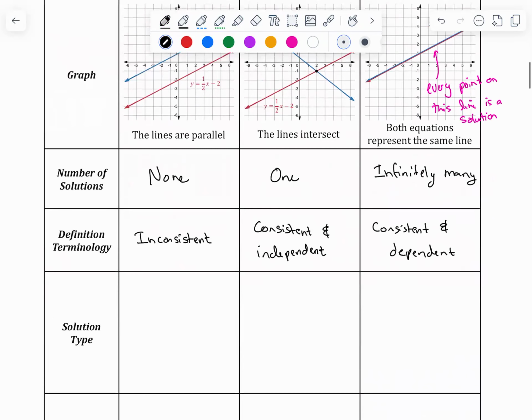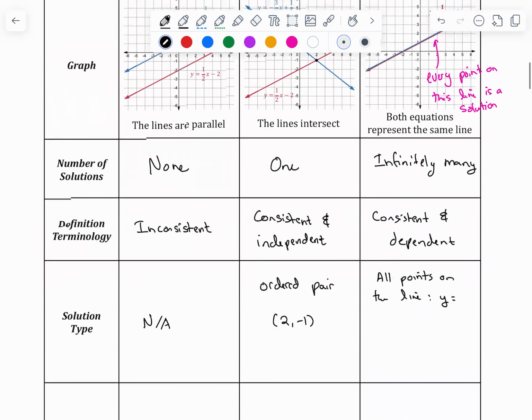So the solution type would therefore be, if you have no solution, then this doesn't make any sense. There is no solution. If the lines intersect, it's an ordered pair. If it's a consistent independent system, then there is an ordered pair, and in this case, that would be (2, -1). And then if you have infinitely many solutions, you have a consistent dependent system, then the solution type would be all points on the line in question, which is in this case y equals 1/2 x plus 1.